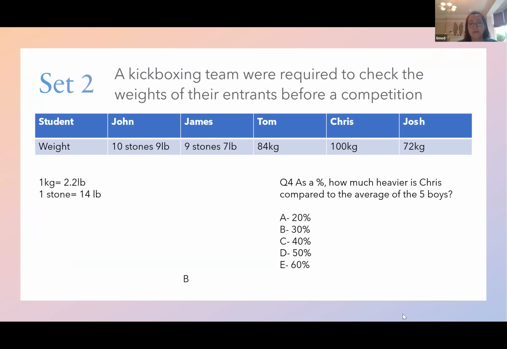So the original is always the thing that you're comparing it to. Earlier, we were comparing it to the Blu-ray discs or whatever it was. This one, we're comparing his weight to the average. And it's always what we're comparing to that goes on the bottom of that fraction. So hopefully that makes sense. So the original is the average of the boys.